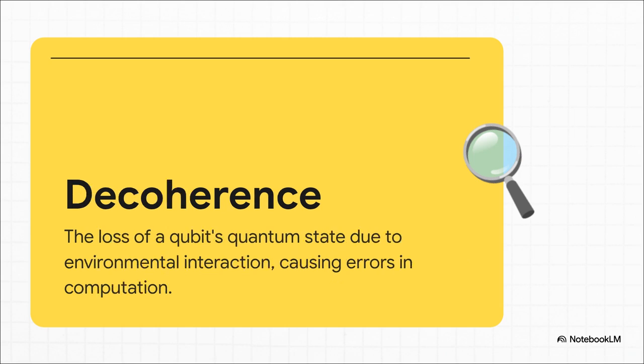And finally, we have to talk about the villain of the story, decoherence. This is the great enemy of quantum computing. That delicate quantum state of a qubit is incredibly fragile. The slightest little disturbance from the outside world, a tiny vibration, a bit of heat, can cause it to lose all its quantum magic and just collapse into a boring old classical bit. Fighting decoherence is why we get errors, and it's the biggest engineering mountain we still have to climb.